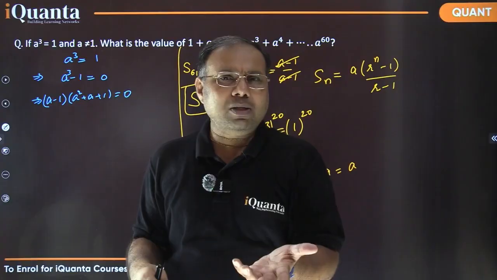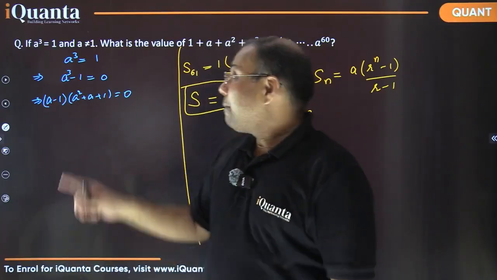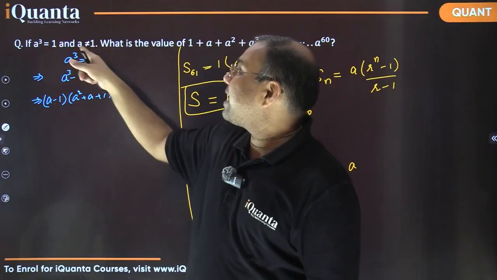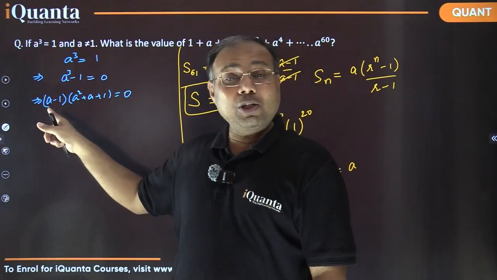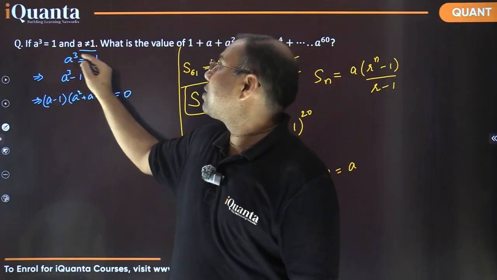Both can be 0, that is also possible, but at least one of them must be 0 for sure. But this first term is not 0 because a is not equal to 1. So this would have been 0 if a comes out to be 1, which is not the case because it is clearly mentioned that a is not equal to 1, right?